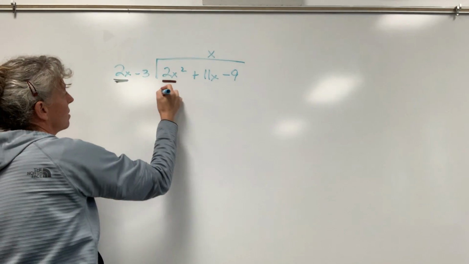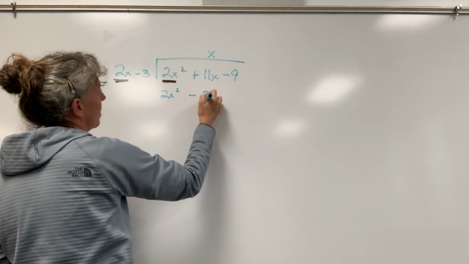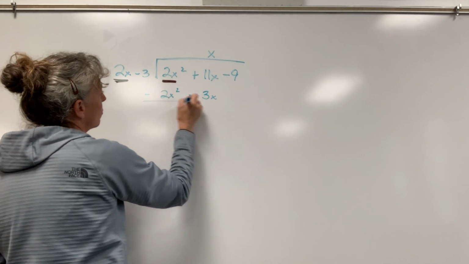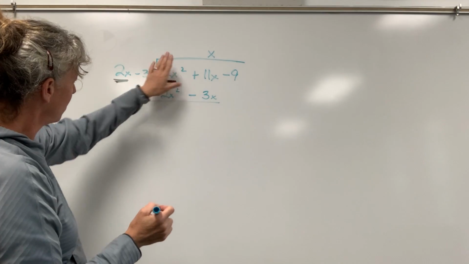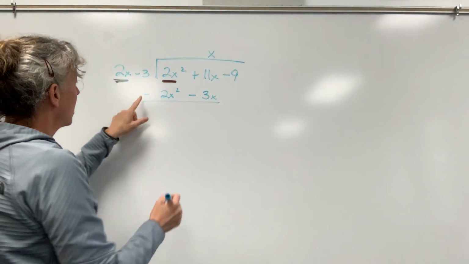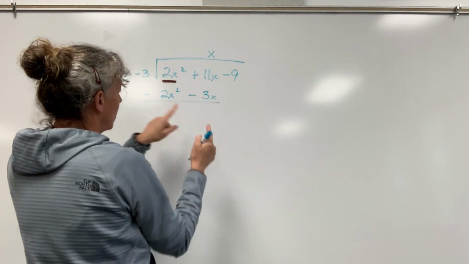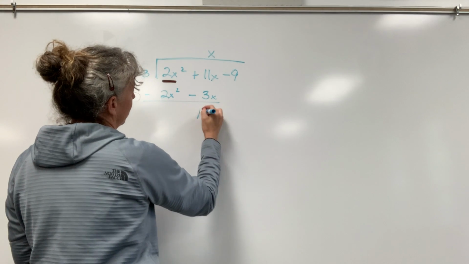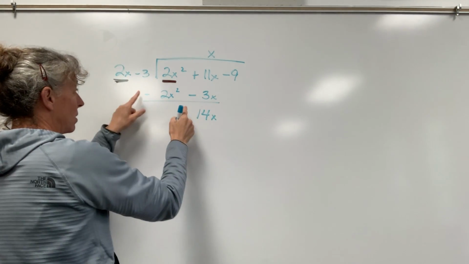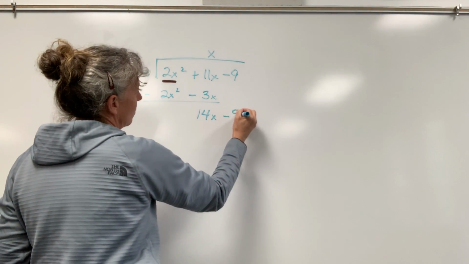X times 2x is 2x squared. X times negative 3 is negative 3x. Remember, we're subtracting that. So does this disappear? Perfect. We did that part right. So I'm on the right track. Negative negative is a positive. What's 11 plus 3? 11, 12, 13, 14. Okay, because remember, it's a minus a negative, so we got to add that. We drop our negative 9, just like normal.